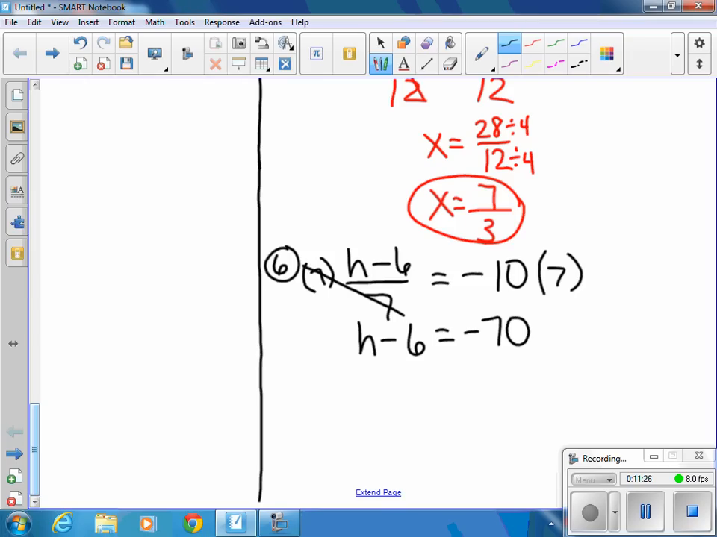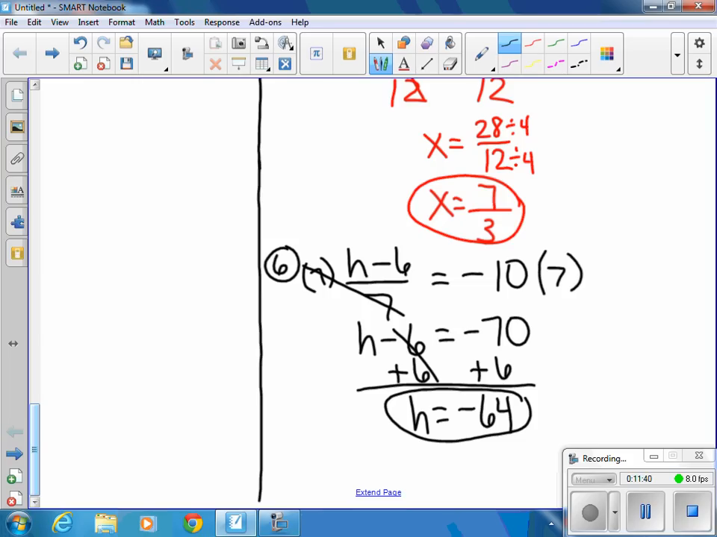Right? You just did your first operation. Now to get h by itself, you're going to add 6 to both sides. That's your second operation. So your final answer is h equals negative 64. And that's what qualifies it as a 2-step, even though it doesn't look like the normal ones that you're used to seeing.